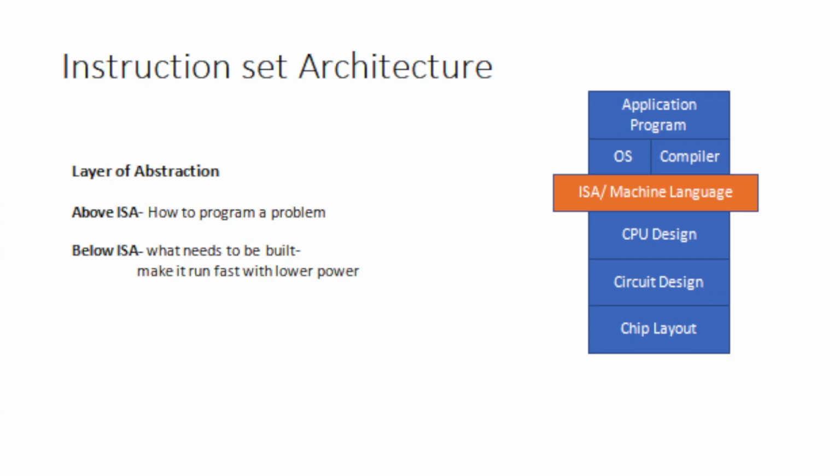The diagram shows layers of abstraction. Above the ISA is concerned with how to program a problem, and below the ISA is concerned with what needs to be built to make it run fast with lower power.